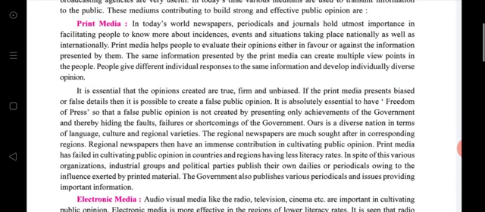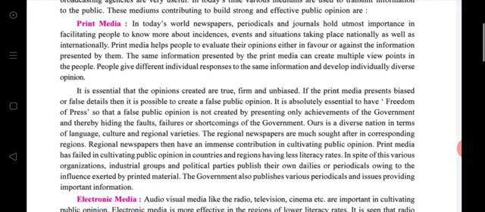So regional newspapers are much sought after in corresponding regions. Regional newspapers then have an immense contribution in cultivating public opinion. Print media has failed in cultivating public opinion in countries and regions having less literacy rate. In spite of these, various organizations, industrial groups, political parties publish their own dailies or periodicals to exert influence through the printed material, like the Institute of Chartered Accountants of India, ICAI.